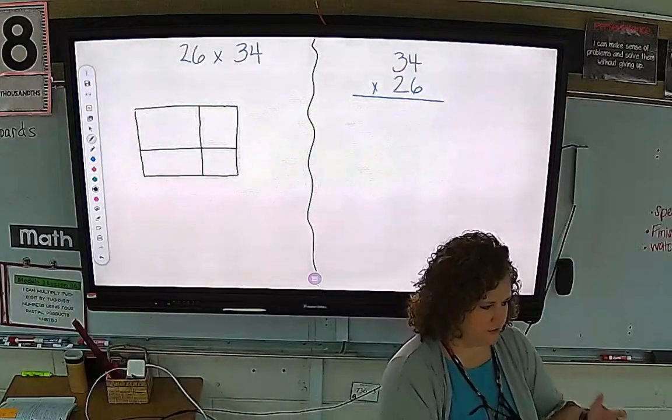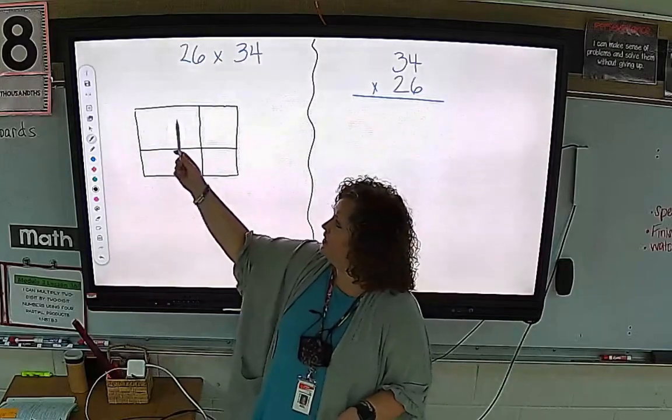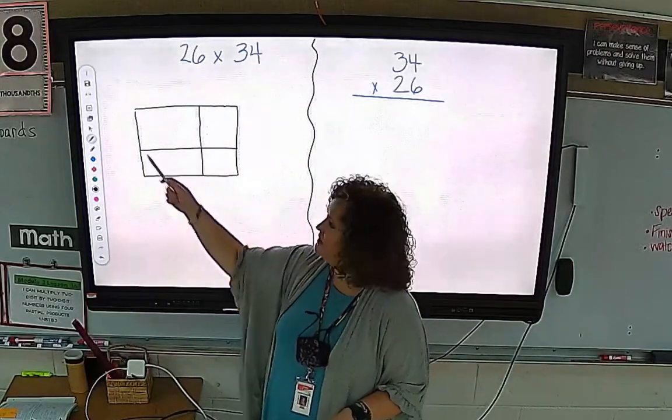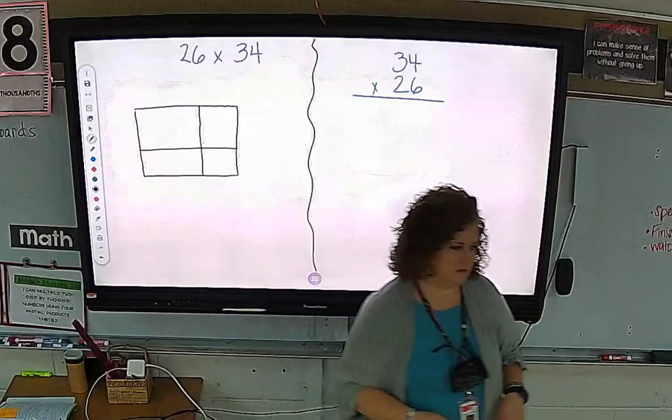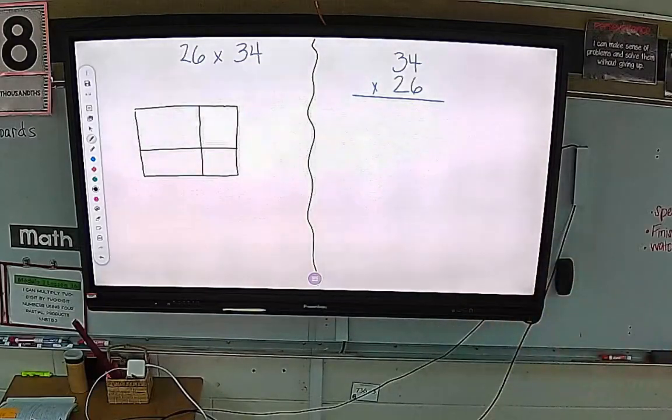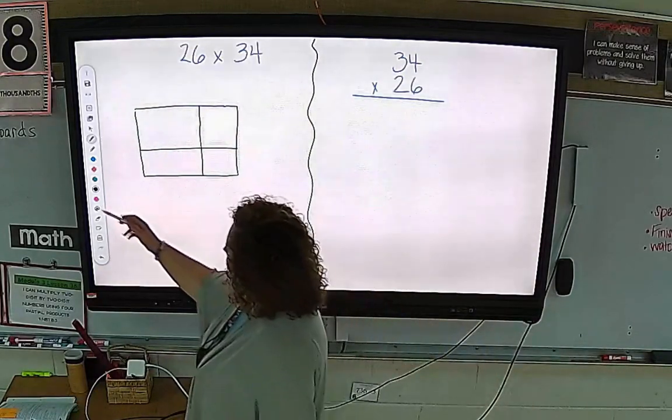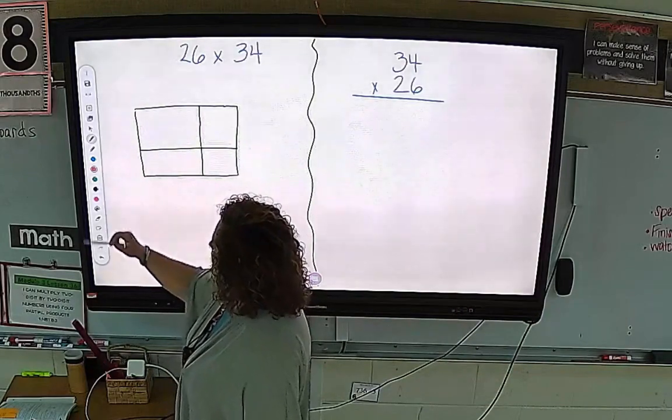Notice these are 2-digit numbers we're multiplying. That's why we've cut this side into 2 pieces and this side into 2 pieces. A piece for each digit of the number. Okay? All right. I realize some of you are going to have to write tiny. Okay?